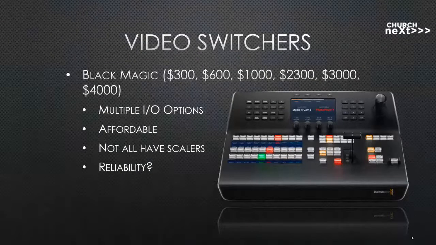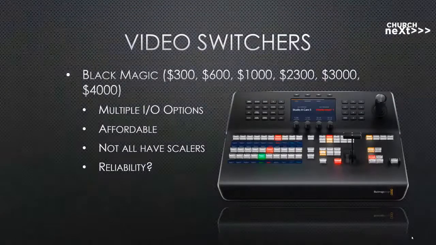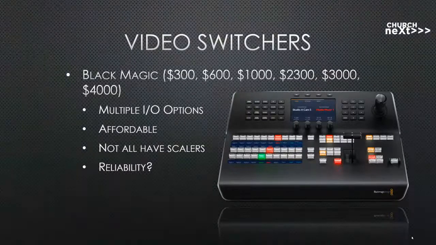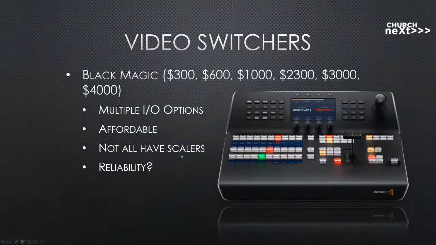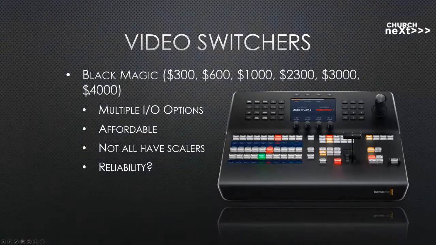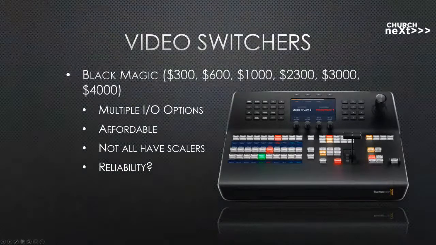I know there are a lot of Blackmagic switchers out there, especially in the church market, because they seem to do everything and seem to be very affordable. So as you can see here, their price range goes from $300, $600, $1,000, $2,300, $3,000, $4,000. So not expensive for their switchers. And the $4,000 is actually their 2 ME switchers. So it has 2 of those mix buses. But then you have to buy a very expensive, like over $10,000 surface to be able to control all of it. But they have multiple I/O options, very affordable, not a lot of scalers.